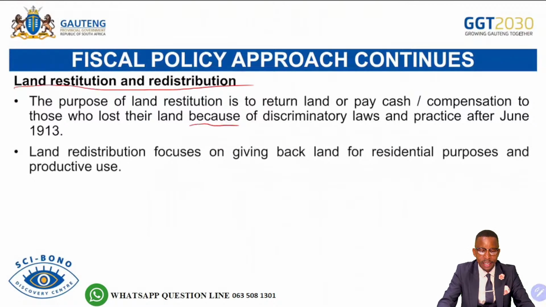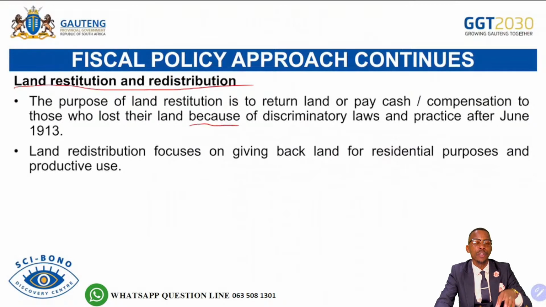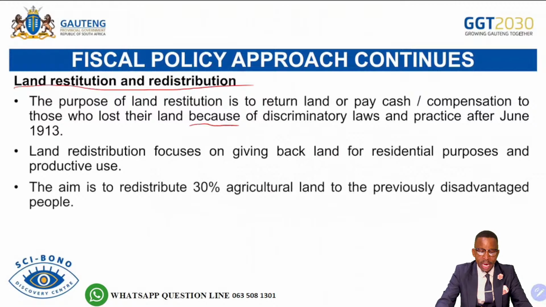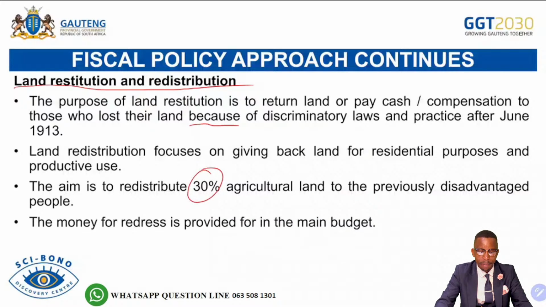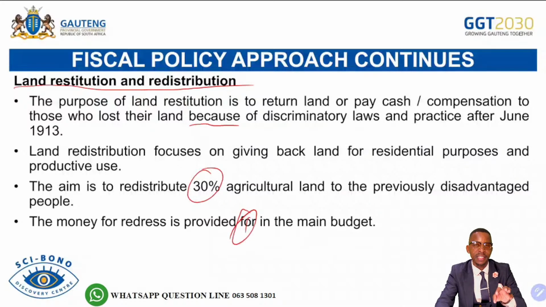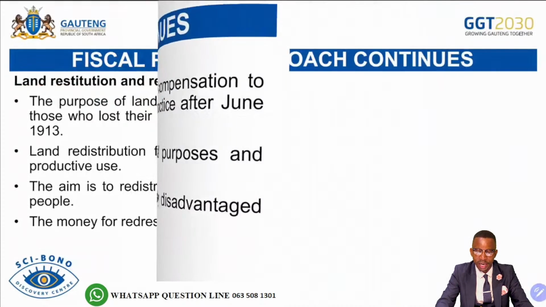And then land redistribution focuses on giving back land for residential purposes and productive use. It is given to those people that lost it because of discriminatory laws or acts. The aim is to redistribute about 30% of agricultural land to the previously disadvantaged people. The money for redress is provided from the main budget. Remember, this is a part of redress policy. It is transformational because it is trying to correct imbalances of the past that were created.